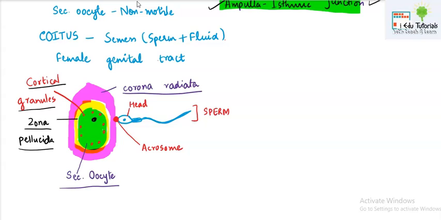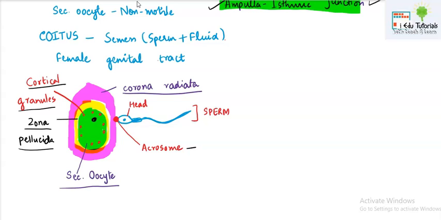Now suppose a sperm comes in contact with the secondary oocyte at the right place, and that right place, as I have already told you, is the ampulla isthmic junction, where fertilization happens in the human female. This ampulla isthmic junction is a part of the fallopian tube or oviduct. So you can see here I have shown the acrosome, which is present at the head of the sperm.